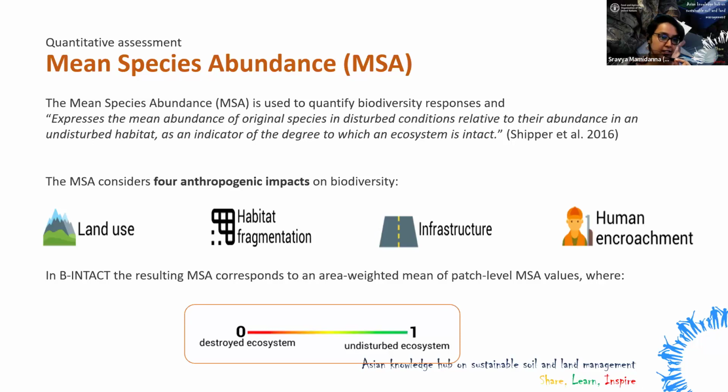But I just wanted to highlight that these two factors play a critical role in defining the mean species abundance as a major indicator for biodiversity intactness. So the MSA indicator basically ranges between 0 and 1. And you can think of it as an indicator that represents the health of an ecosystem, right? So a healthy ecosystem will have a high MSA, while a degraded ecosystem will have a low MSA. So higher the value of MSA, better the ecosystem health.